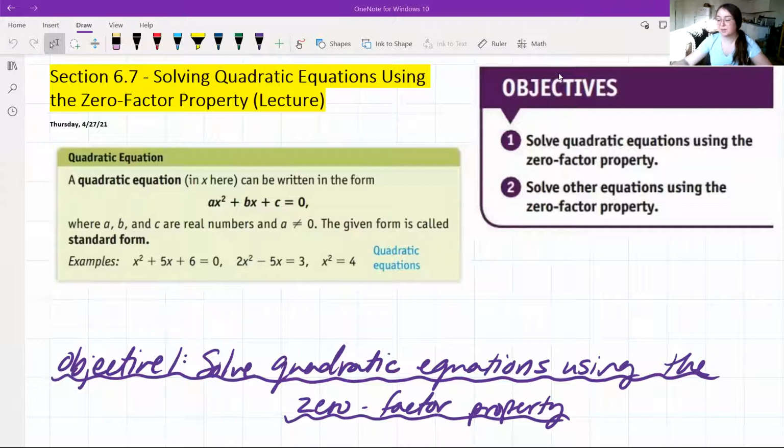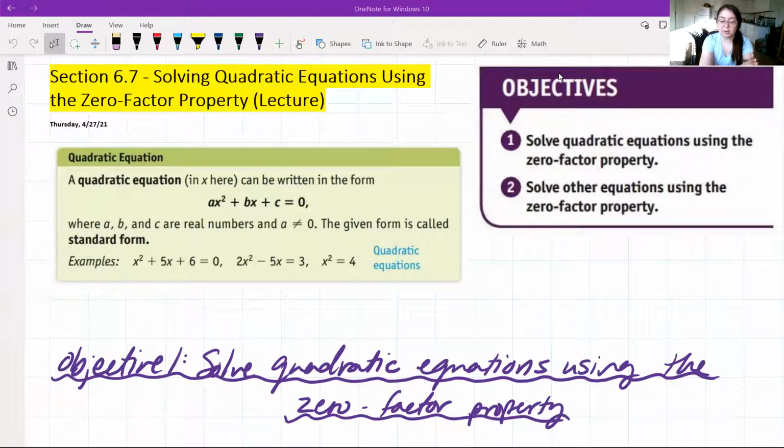So first objective is we want to solve quadratic equations using the zero factor property. And then objective 2, we want to solve other equations using the zero factor property. So this entire lecture is really just on the zero factor property and how we use it with quadratic equations and also different types of equations.